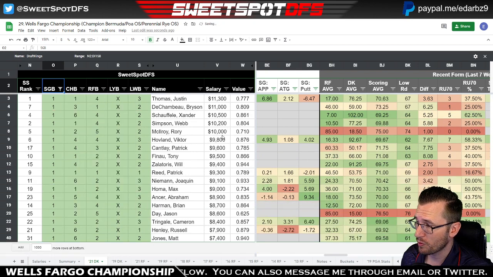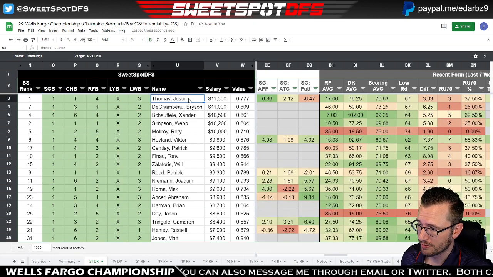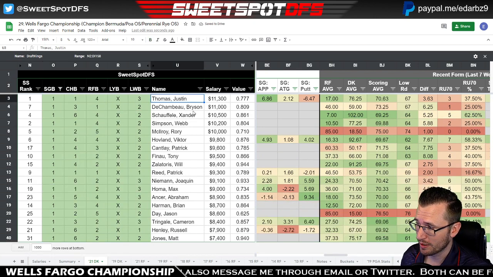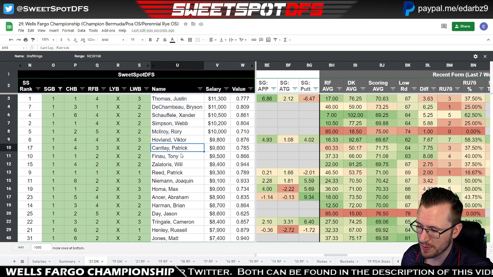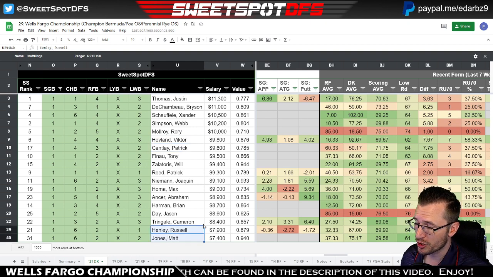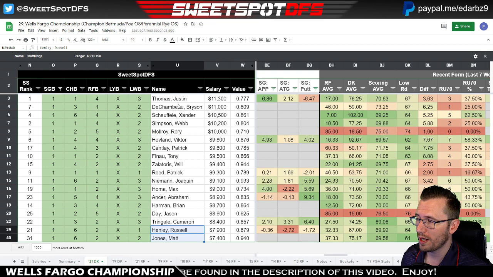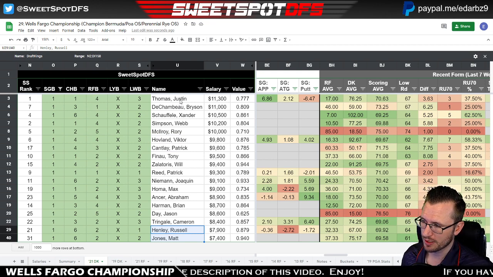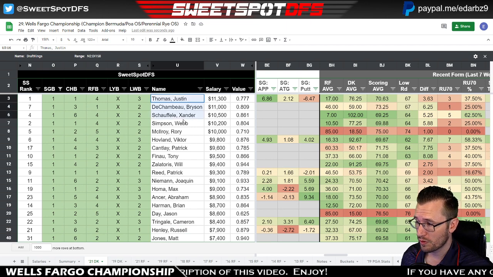So your strokes gained bucket 1 golfers right here. JT leading the way. Bryson, Xander, Webb, Rory. No surprise. 5 golfers again, 10K and above. We have Hovland in this group. Cantlay, a lot of expensive guys. There are only 2 7K guys here, which to me, you want to anchor your lineups around some of these guys.